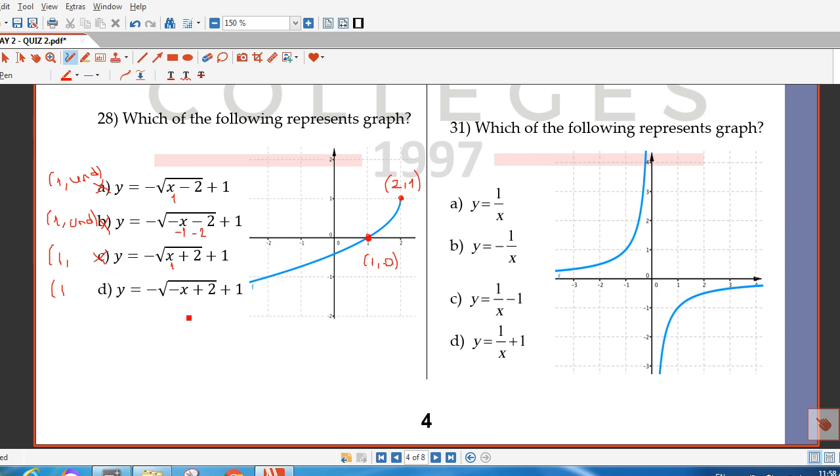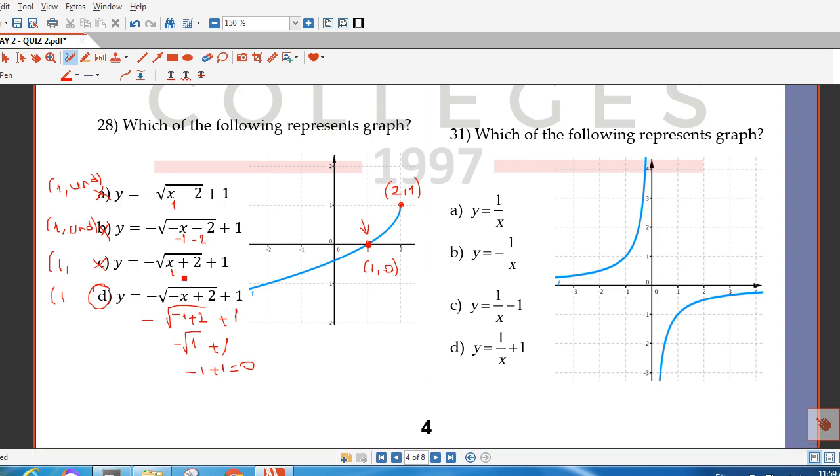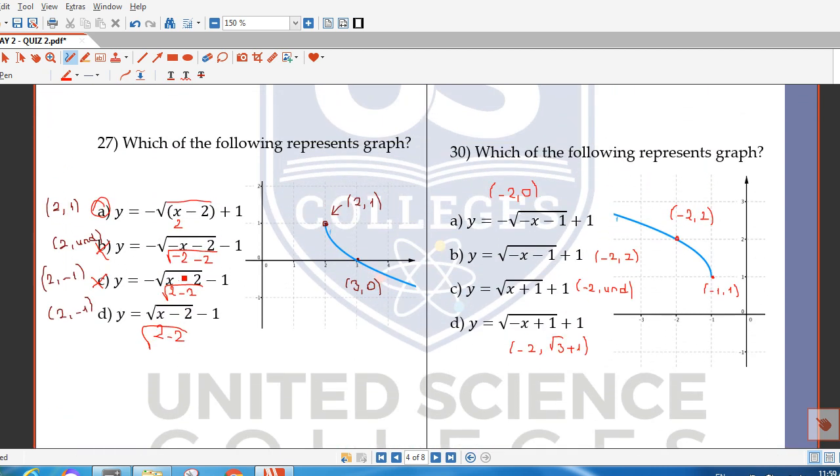If I do the operation in the last choice, negative 1 plus 2, minus and plus, it will be 1. But there is a minus outside, so minus 1 plus 1 is 0. D satisfies our point. By using a single point without worrying about the transformation, I can find that the answer of question 28 is D.